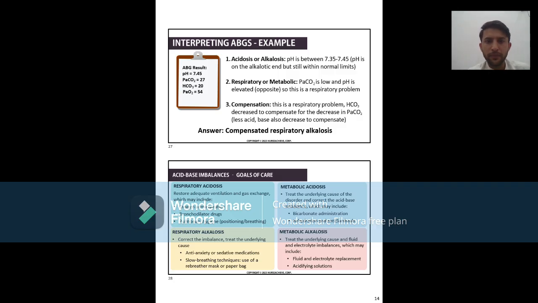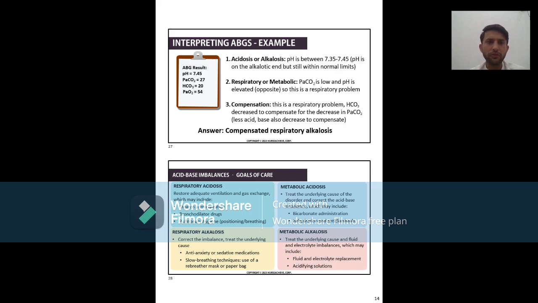In interpreting ABGs, from the NCLEX point of view, it is important that we know the normal parameters of pH. Here in this result, the pH is 7.45, which is at the high level, and PaCO2, which is 27, is in the lower range. Bicarbonate is also decreased, and PaCO2 is equal to 54. If we analyze this condition, with the normal range of 7.35 to 7.45, the pH here falls in the normal reference range.